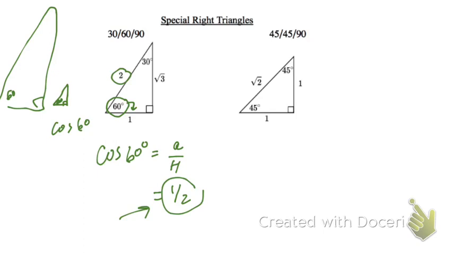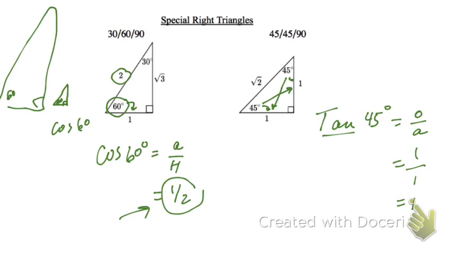And then here's the layout for your 45-45-90: 1, 1, square root of 2. So let's say we were doing the tangent of 45. We would simply say the tangent is opposite over adjacent. We've got our sides labeled, so what's opposite of my 45? Wait a second, I've got two 45s. Well, the opposite on both of them is a 1, and the adjacent to both of them is a 1. So it won't matter which one you look at, you would get 1 over 1. The tangent of 45 is equal to 1.